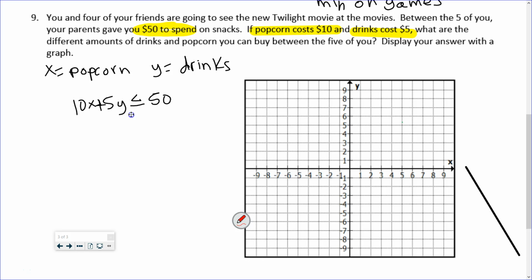Absolutely. So if I cover up the y, and solve for x, we're going to have 10x is equal to 50. So I have an x-intercept at 5. And then if I cover up my x piece, I have 5y equals 50. So y equals 10. Yes, sir.